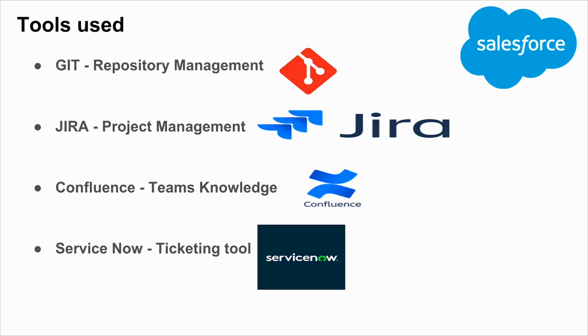Next, tools that are used in any project implementation. When we start developing, we need a repository system where we store the code base. That is called a Git repository. Next, to manage the project timelines, project related information, the project team's status and their daily number of hours, we use a project management tool called Jira.